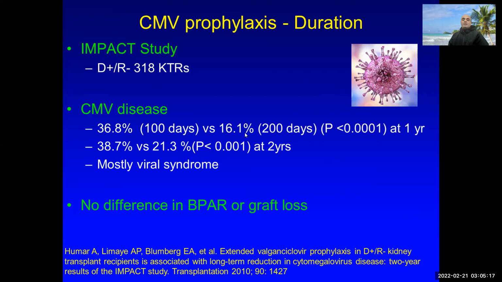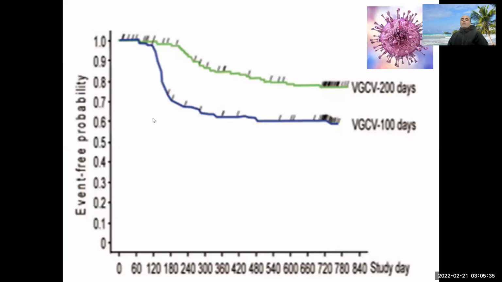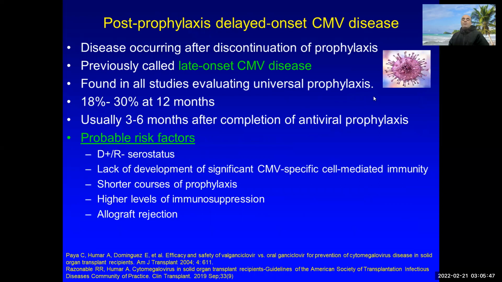I think CMV decreased with the prophylaxis in comparison with 200 days. It is better if you prolong the course of CMV prophylaxis; it will give you a significant decrease in CMV disease as regards the IMPACT study. As I mentioned here, 200 days will give you a better improvement or decrease in CMV disease in comparison with 100 days of prophylaxis.